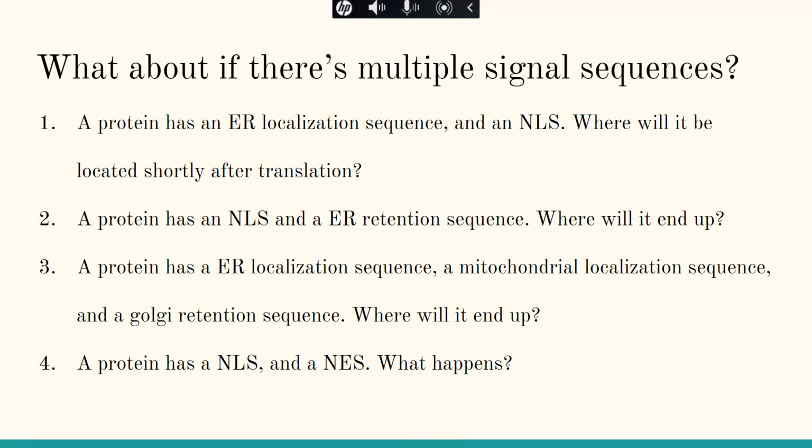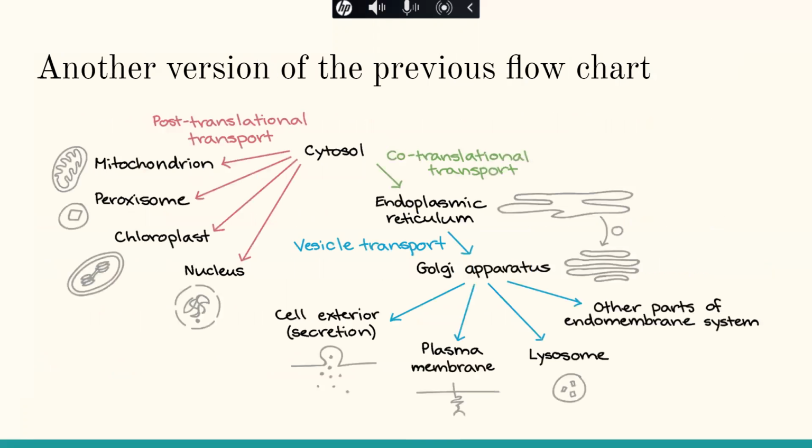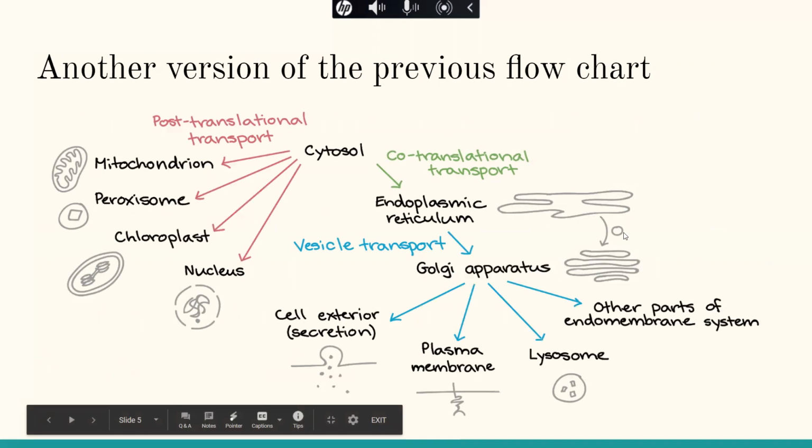So because ER is the first one, it's the closest to the N terminus. That's immediately where it's going to go, despite it having other localization sequences. And because it has the Golgi retention sequence, it'll be retained in the Golgi. Right, because it's co-translational transport, and that one's post.